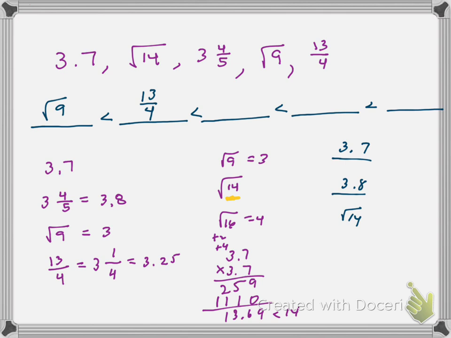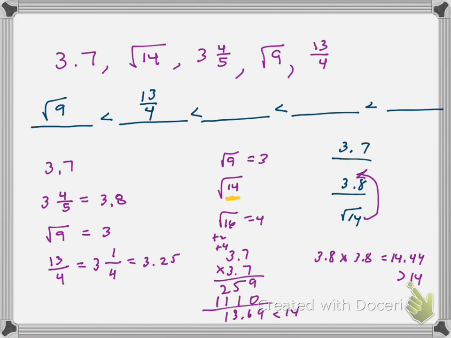So we know the square root of 14 is larger than 3.7. If you do the same for 3.8, for sake of time, 3.8 times 3.8, you should get 14.44, which is larger than 14. So that tells us that the square root of 14 will lie somewhere in between 3.7 and 3.8.